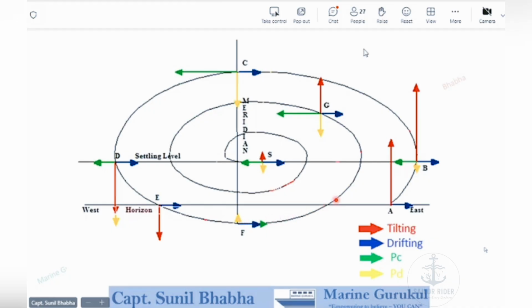So you can see now, with every subsequent oscillation, the spin axis is coming closer to the meridian and ultimately coming at point S, which is its settling position. This point S is the equilibrium position of our spin axis. At this point S, all the four forces are perfectly balanced out. The easterly drifting is perfectly cancelled or countered with the westerly control precession, and the upward tilting is perfectly countered or balanced by the downward damping precession.